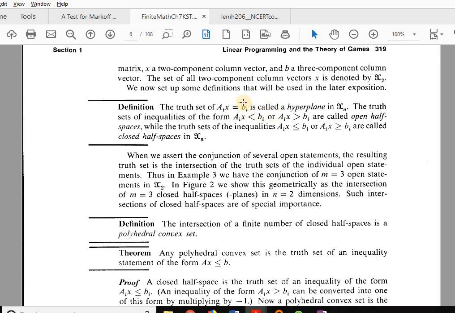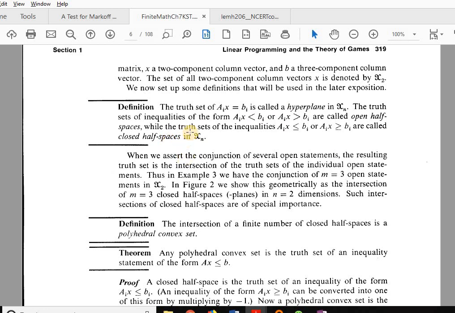Now, on the other hand, if you are taking inequalities of the form ax less than b or ax bigger than b, these are called half spaces. Now here, notice this says a_i x, so this is just a single row that we're talking about here. We're not talking about multiple rows yet, just a single row, single equation. This would be a single inequality. The single inequality produces an open half space. And when you have the inequality and the equal sign, that's called a closed half space.